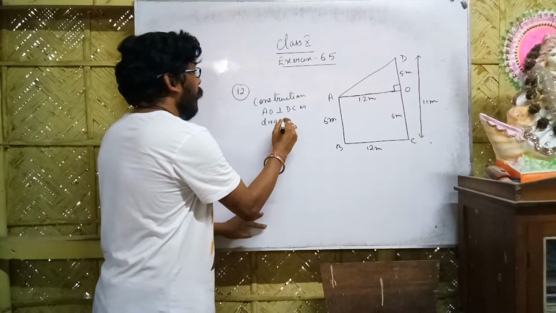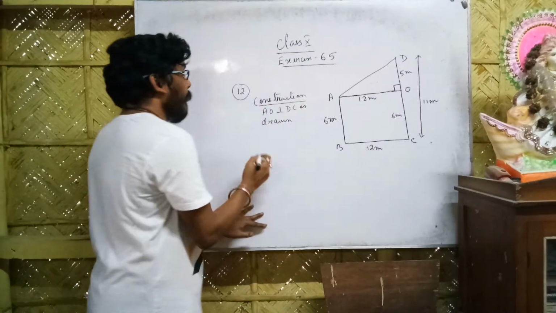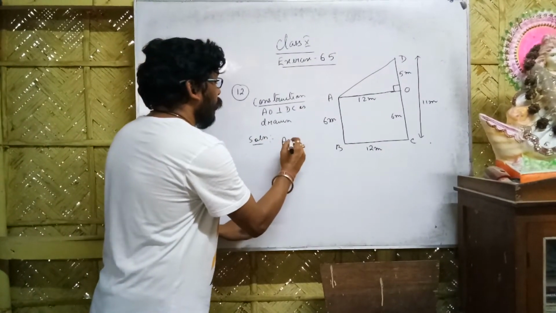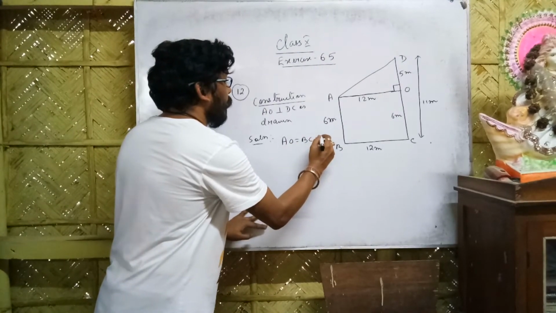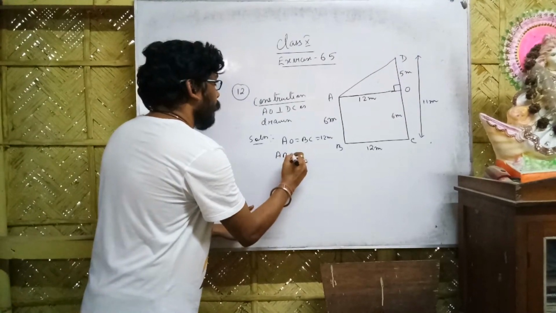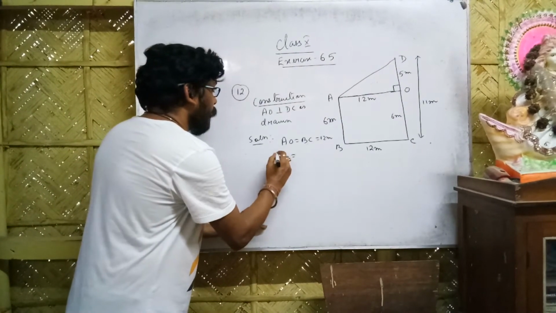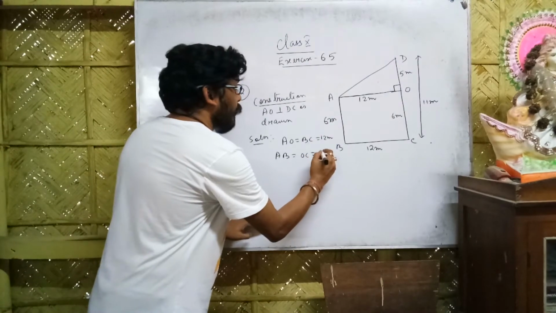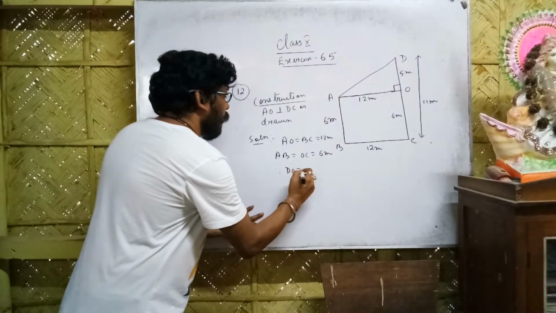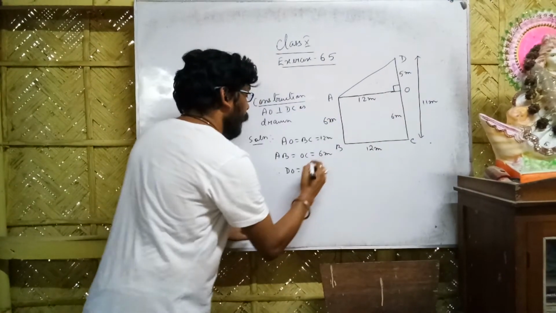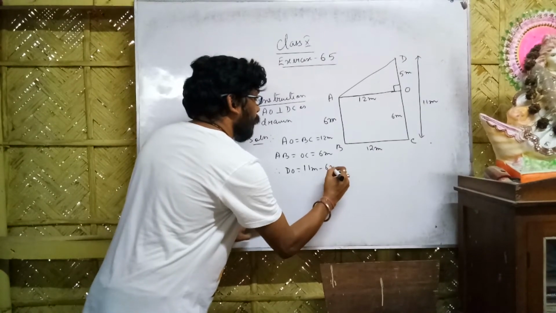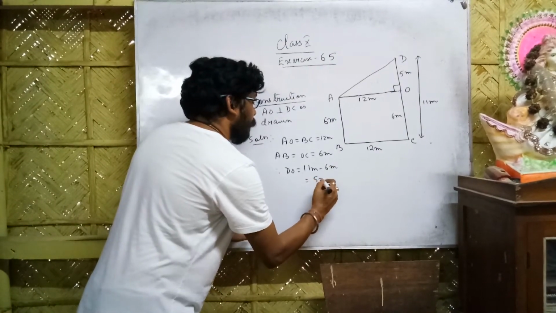AO perpendicular DC is drawn. In the solution part, you will write AO equal to BC equal to 12 meter, AB equal to OC equal to 6 meter. Therefore, DO equal to, complete was 11 meter minus 6 meter equal to 5 meter.